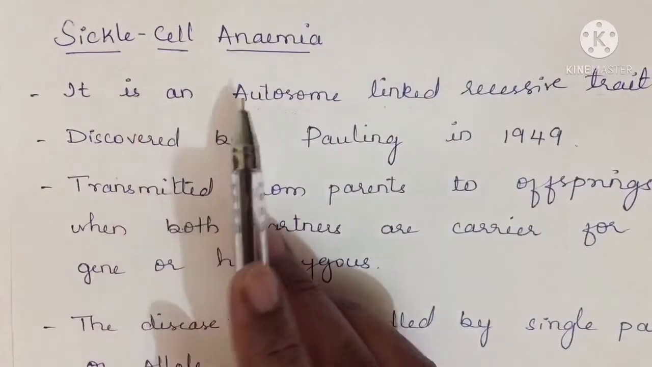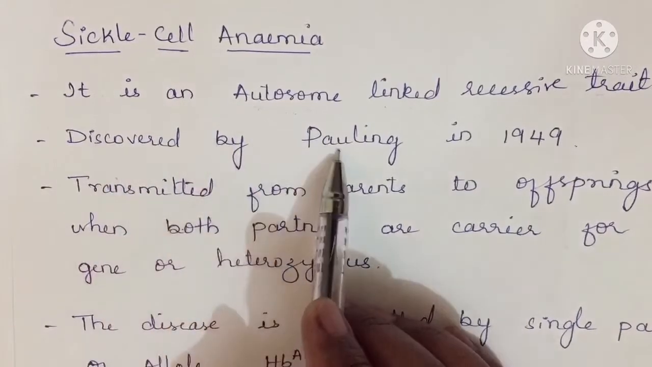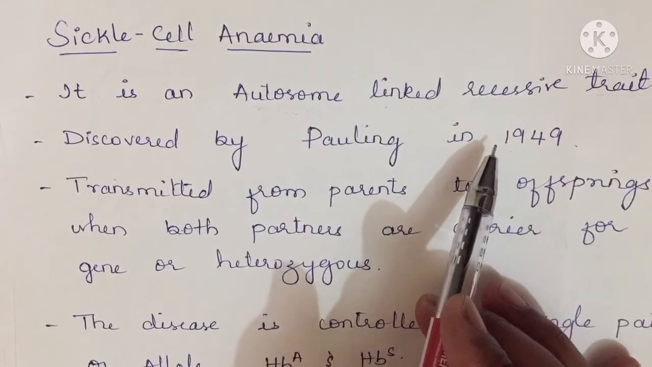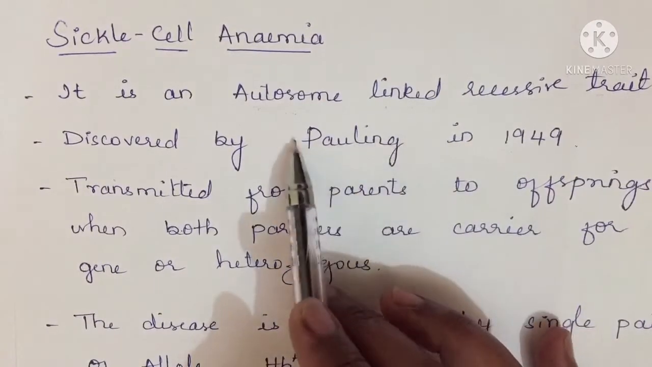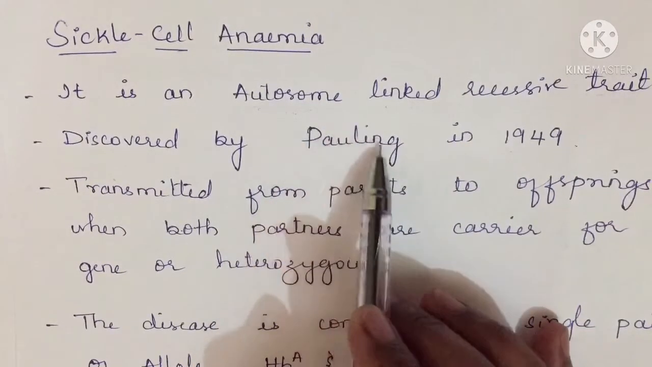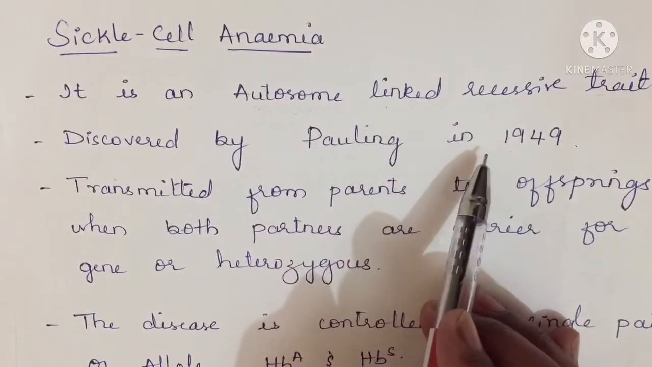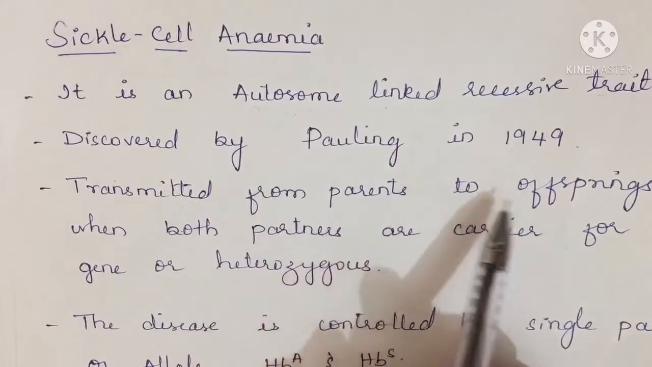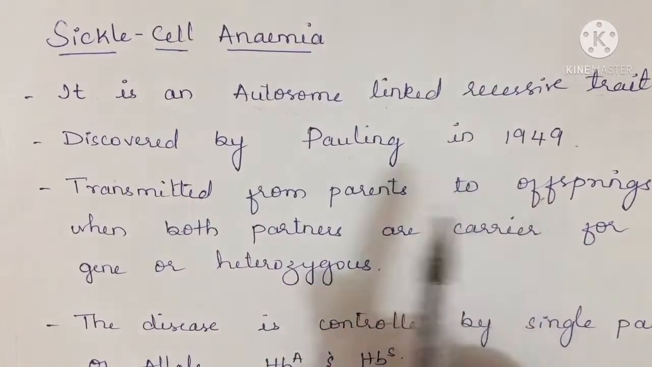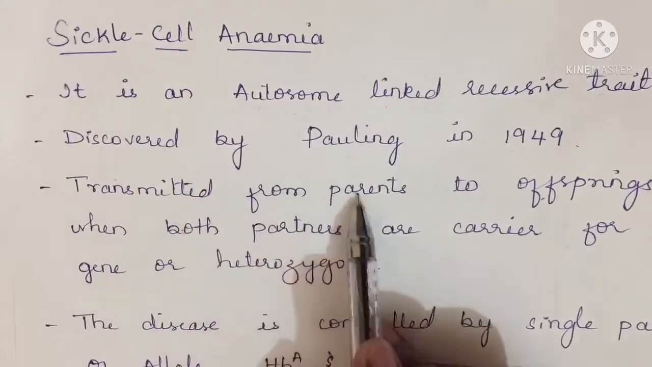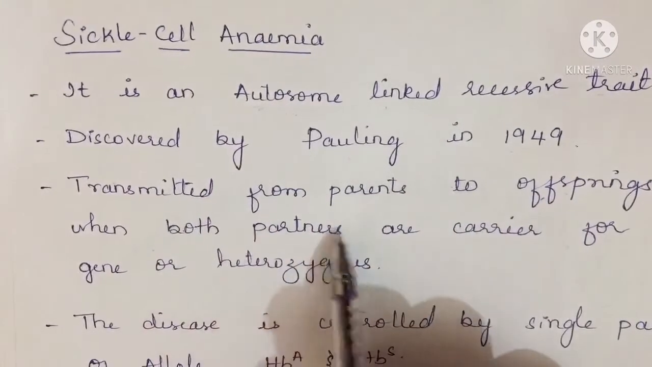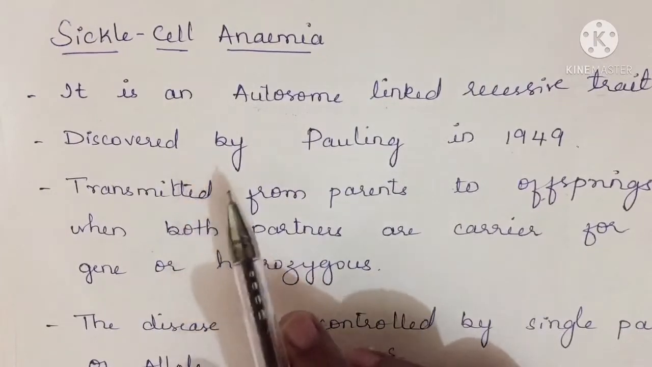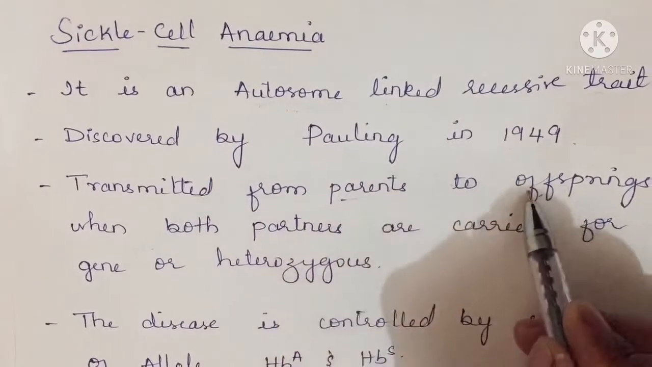Sickle cell anemia was discovered by Pauling in the year 1949. Many other scientists have also worked on it, but most probably Linus Pauling discovered it in 1949. It is transmitted from parents to offspring when both partners are carriers for a gene, that is, heterozygous.